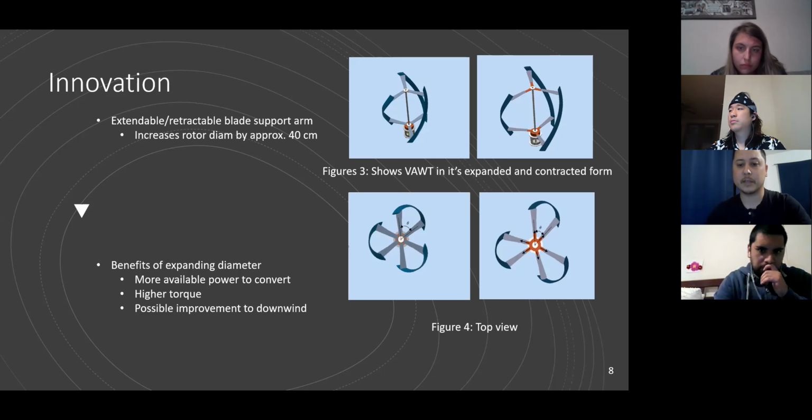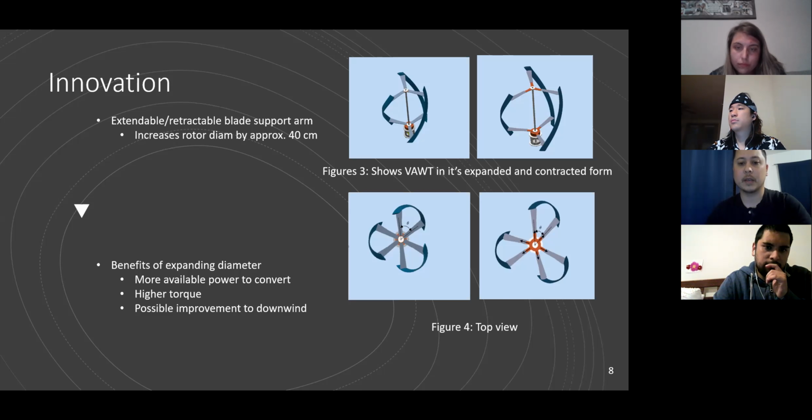In the previous slide, I mentioned the wind power equation. From that, 1/2 rho A V cubed, we can see that the only variable we can manipulate is the swept area. This allows more energy from the wind to be captured, thus increasing the power output and torque.